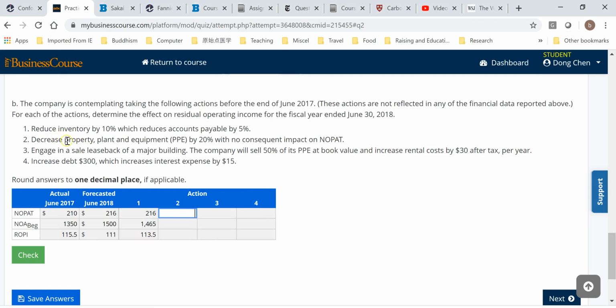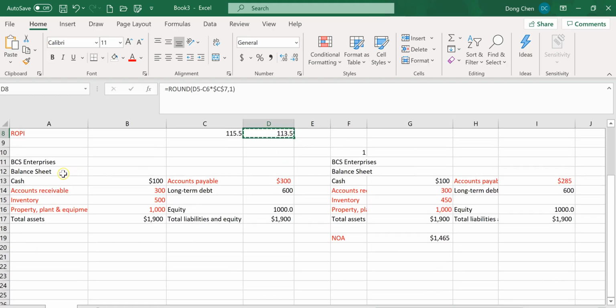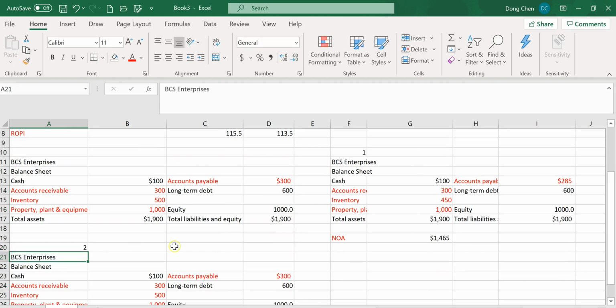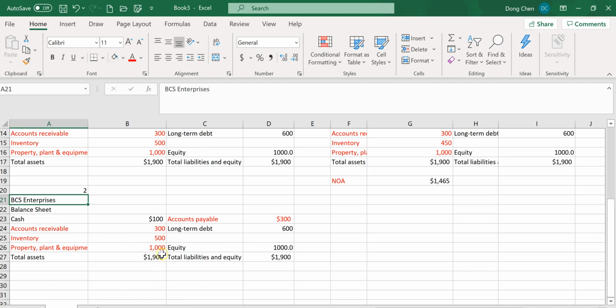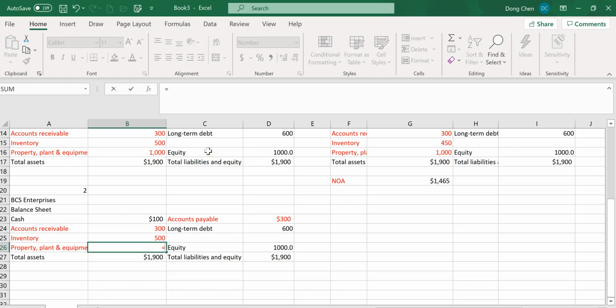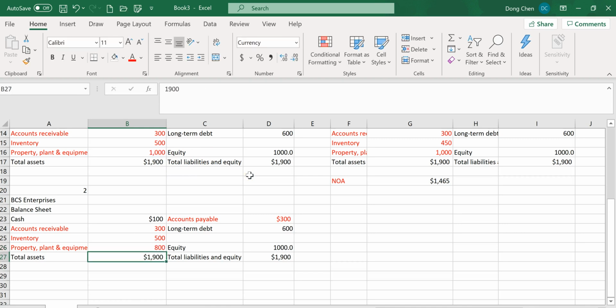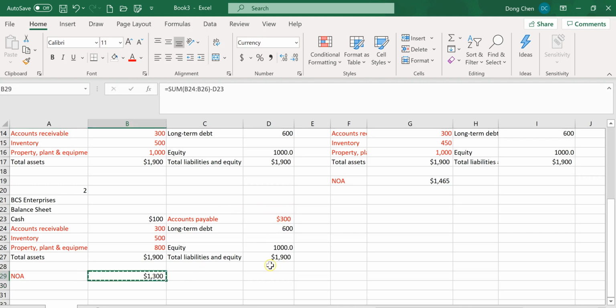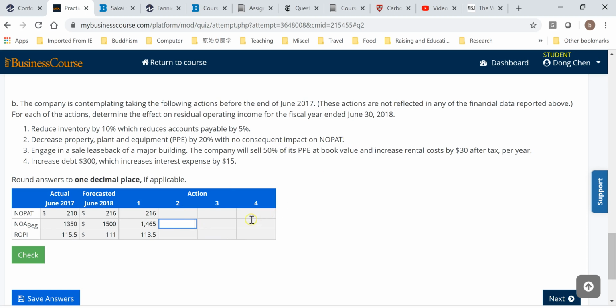For action 2, decrease property, plant, and equipment PPE by 20% with no consequent impact on NOPAT. So then we can do the same. First copy the balance sheet. But remember, we are doing action 2 now, so we just put a 2 here. And then this change here is to change the PPE, right? Decrease the PPE by 20%. So I need to put the original level of the PPE times 1 minus 20%. So then the new NOA balance is simply the sum of the 3 items here, operating assets, and then subtract the accounts payable. So this is my new NOA, and this is my beginning balance relative to 2018.